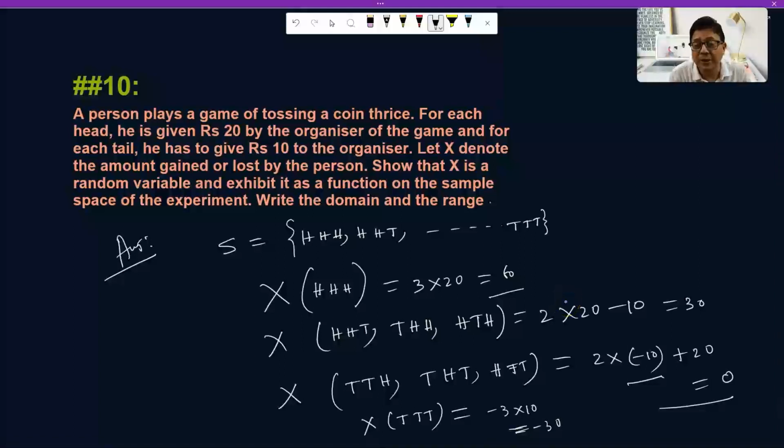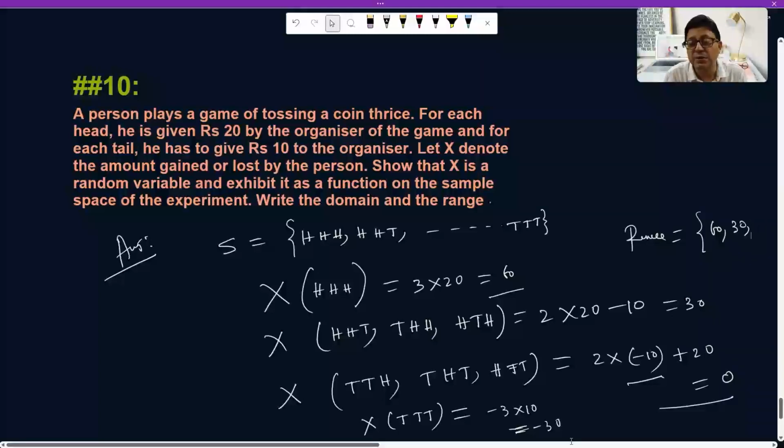This is the domain. And what is the range over there? Range of the random variable. Range is going to be these 4 numbers: 60, 30, 0 and minus 30.